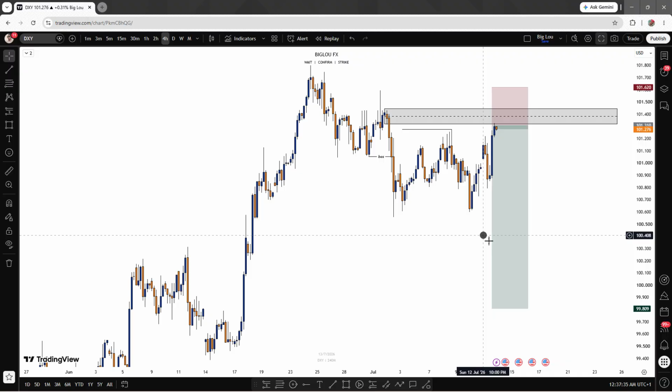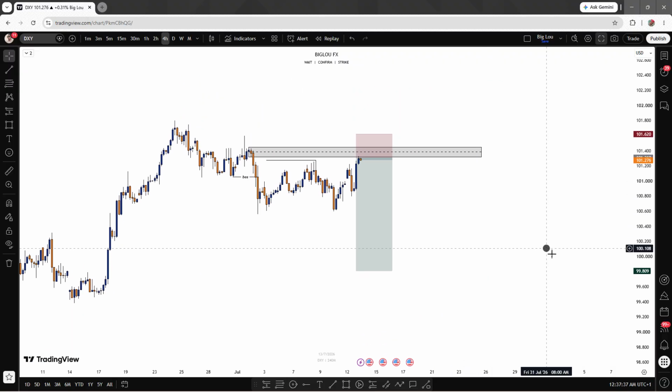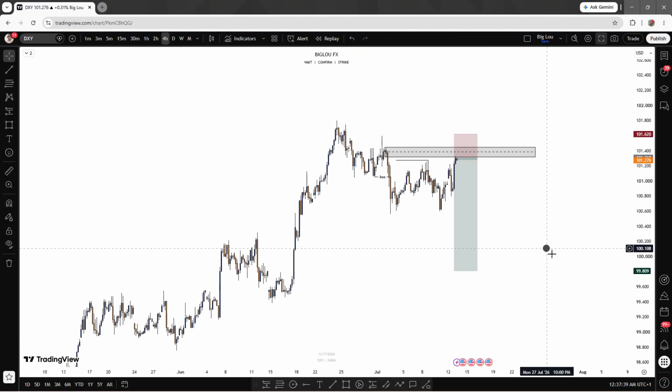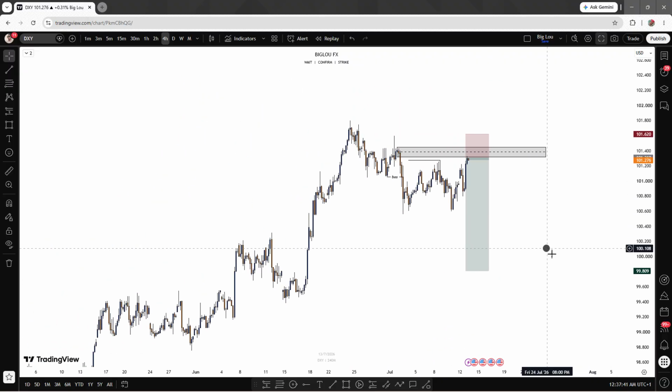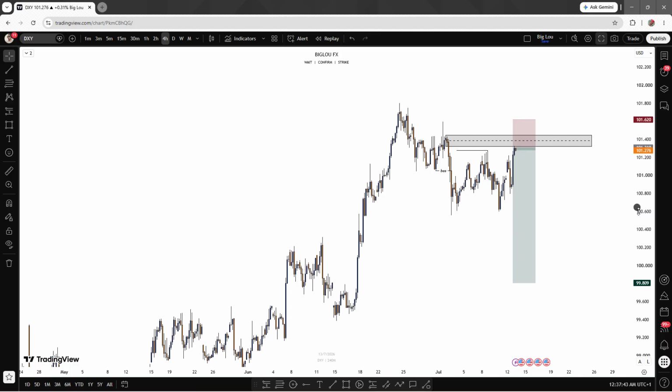And if current bias for DXY is bearish, that means the correlating pairs you want to trade against the DXY should be bullish because it's negatively correlated. Okay, so this is how you frame your top-down analysis using the demand and supply trading model. I hope you were able to get something. I don't want to make this video too lengthy.